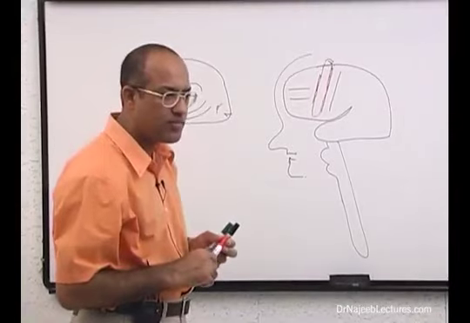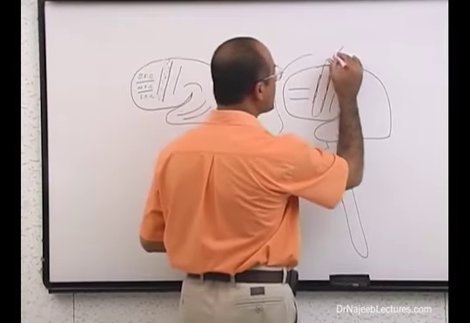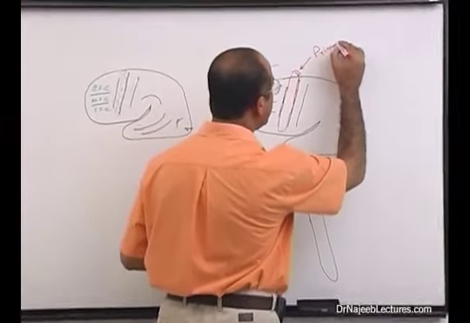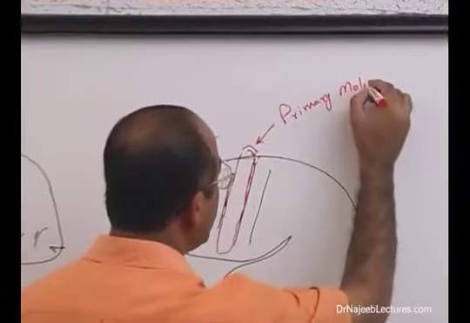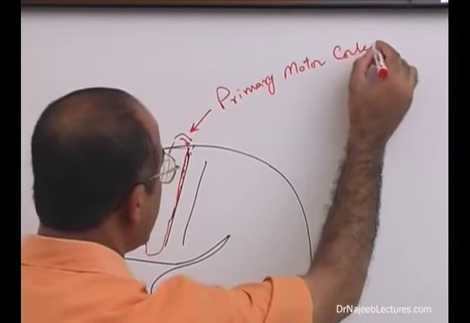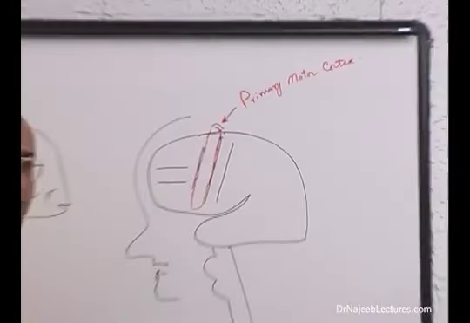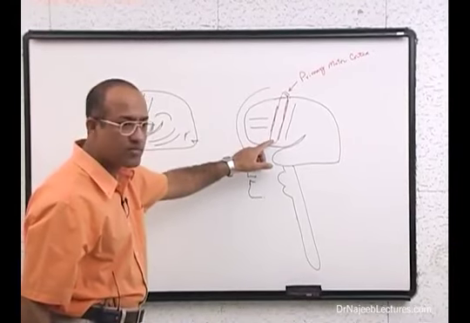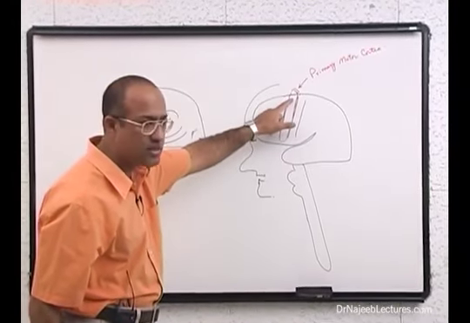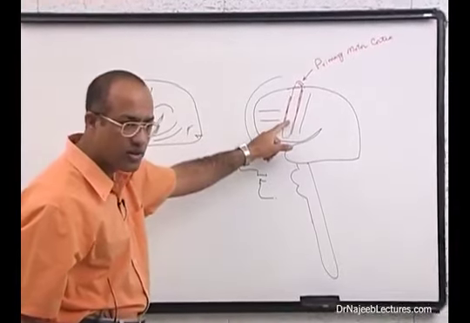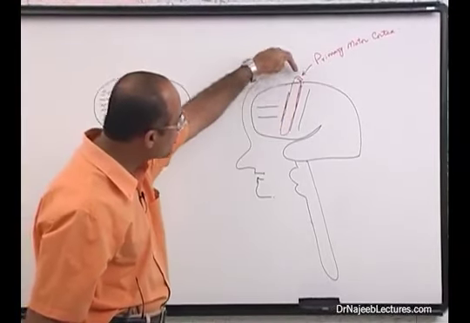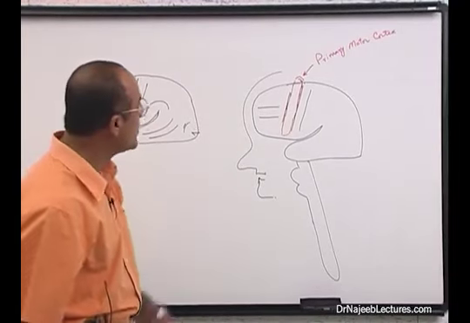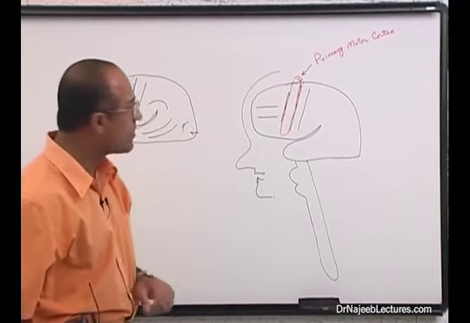What is this area called? Primary motor cortex. I will explain what its function is. So what is primary motor cortex? It is the precentral gyrus, present on the superolateral surface in front of the central sulcus, and its extension medially on the cerebral hemisphere. This is primary motor cortex.